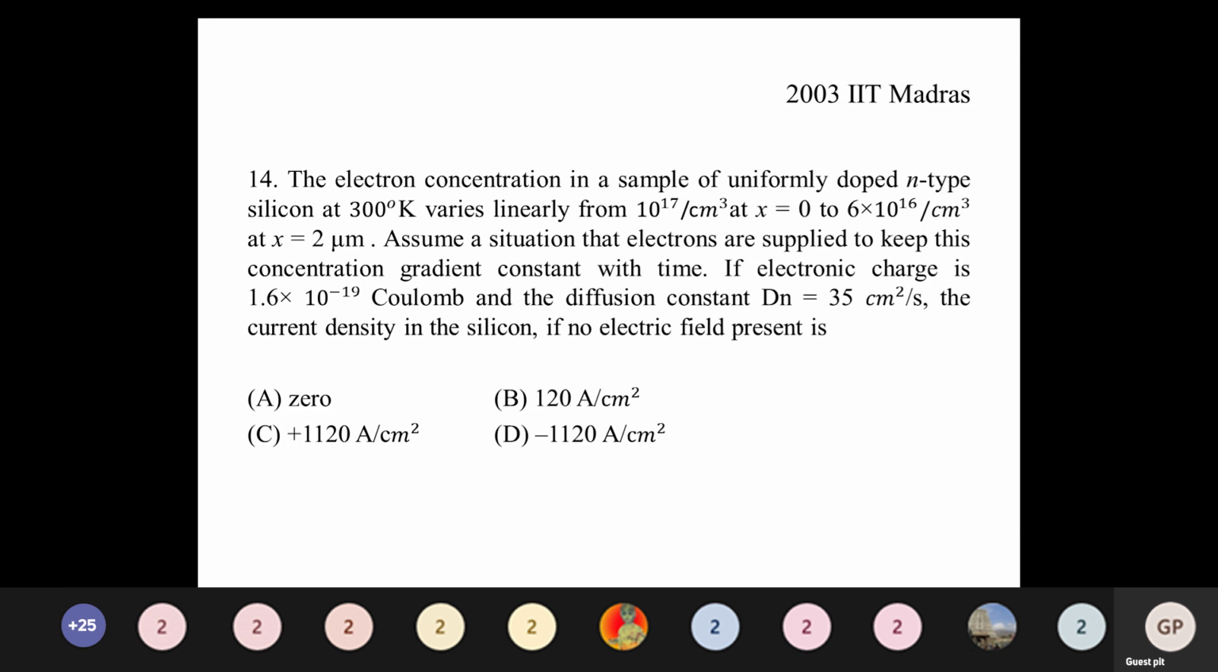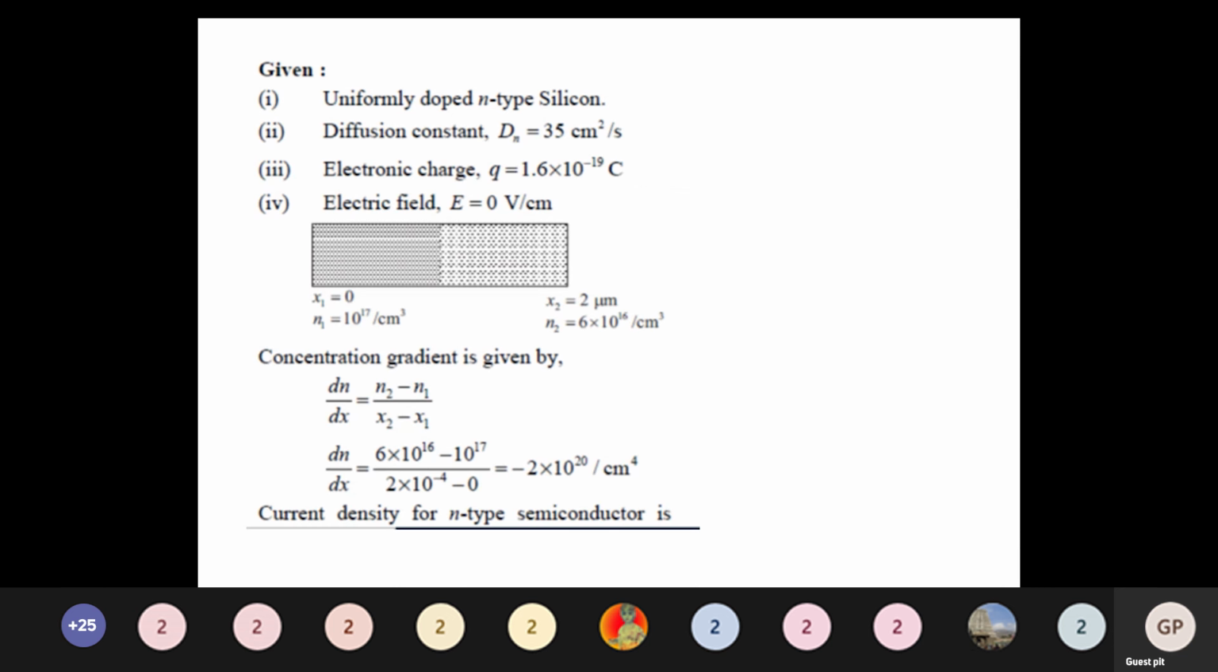After that, the charge of an electron q is given, and the diffusion constant Dn is also given. The current density in the silicon, if no electric field is present, that is in the absence of electric field, what will be the current density, they are asking. So uniformly doped N-type silicon, diffusion constant Dn and electronic charge q are there. Now the electric field is 0.